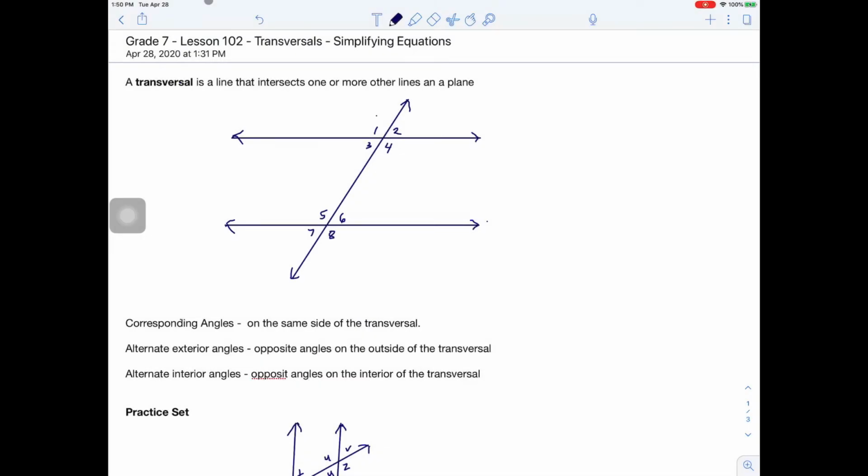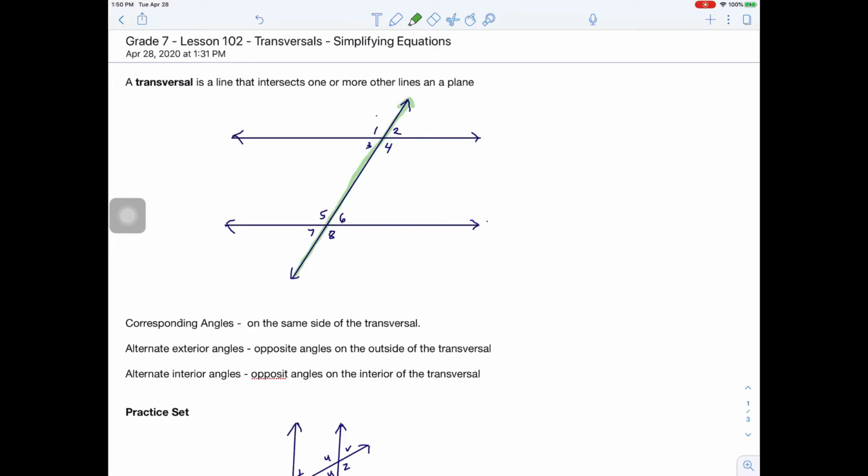All right, grade 7, we're going to be talking about two different concepts in this lesson. The first one is transversals. A transversal basically is a line that intersects one or more other lines on a plane. So if you're looking at this diagram below, the transversal in this example is this line right over here.